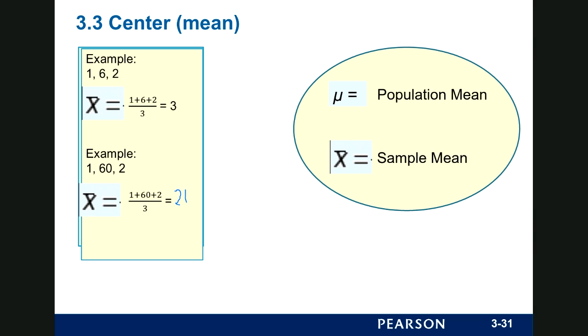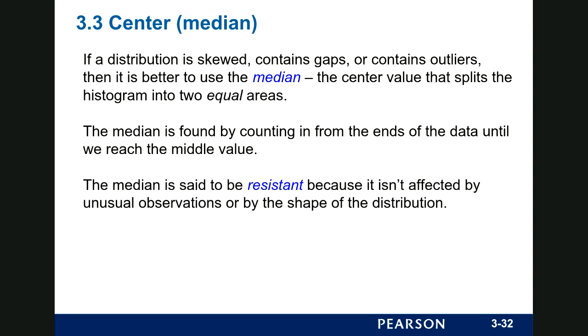Now, on the right, you're looking at this oval shape, which tells you that sample mean is denoted by X bar, the bar on the top. Population mean is denoted by this Greek symbol called mu. So it's pronounced as mu. That's population mean. Okay. So let's move on to median, which is also the center.